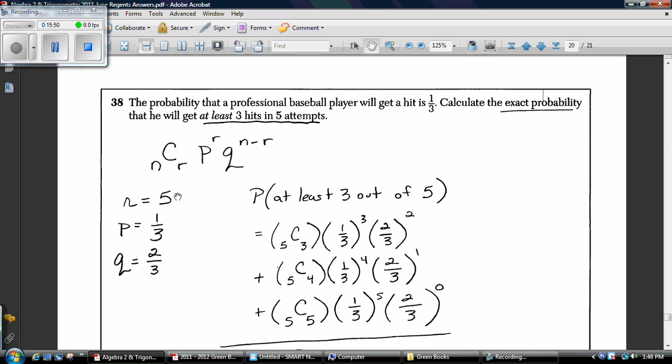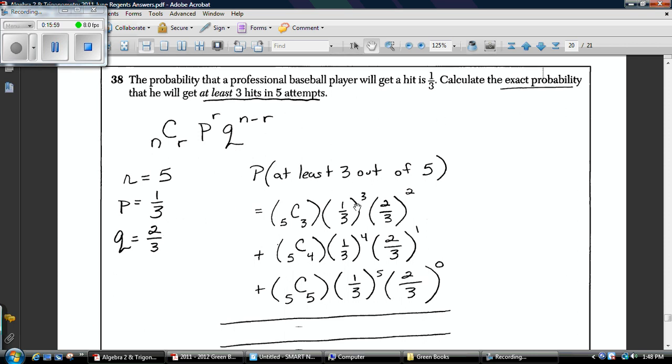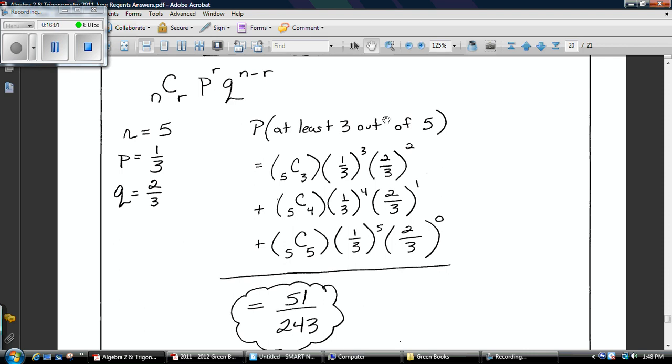Okay. Then we're going to fill it out. He's got 5 attempts. That's our n. Our probability of success getting a hit is a third, and our probability of failure is going to be 2/3. The probability that he gets at least 3 out of 5, that's he gets 3, he gets 4, and he gets 5 hits all added together. Use your calculator. Boom. 51 out of 243.